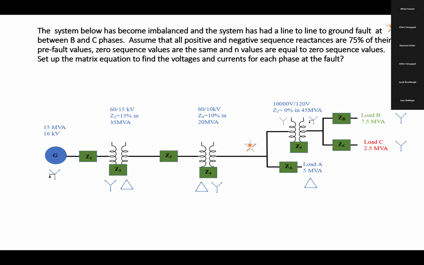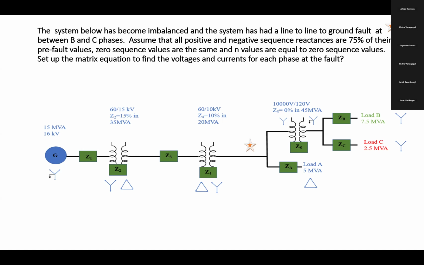Okay. So the system has a line to ground fault. That's stated in the first line. It's a line to ground fault between B and C. Assume that all positive and negative sequence reactances are 75% of their pre-fault value. So voltages are going to 75% of the pre-fault value. Right. So this is how.